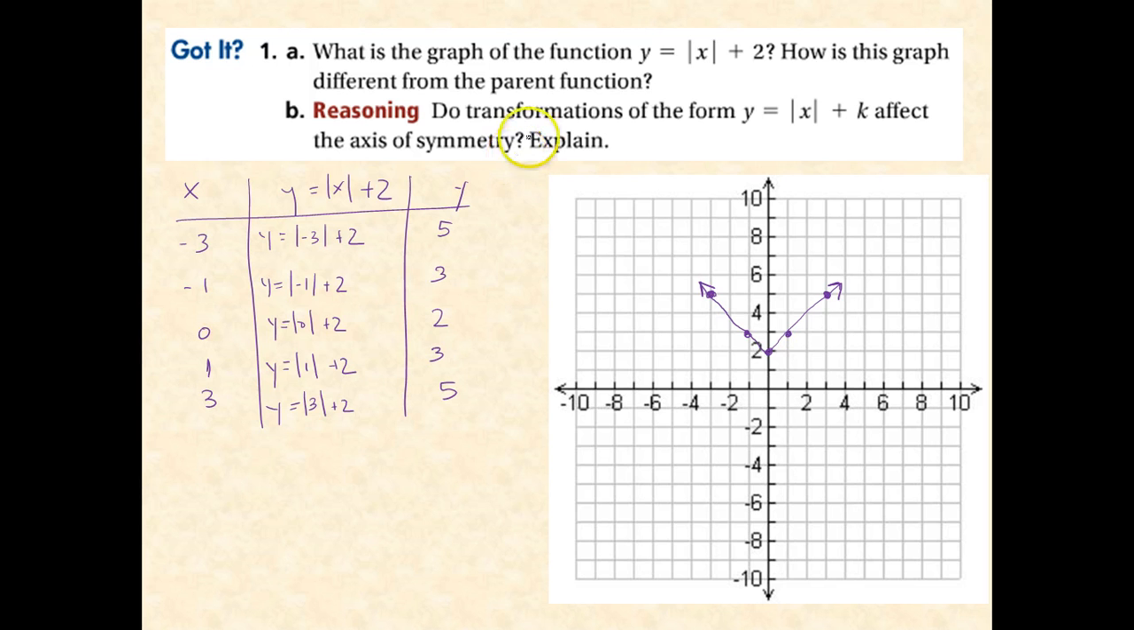But anyway, how is it different? It is translated up. It's translated up 2 units. So, if we look at B, do transformations of the form y equals |x| plus k affect the axis of symmetry? Nope. It doesn't move it sideways at all. It only moves it up or down. So the axis of symmetry is always going to be x equals 0. Cool.